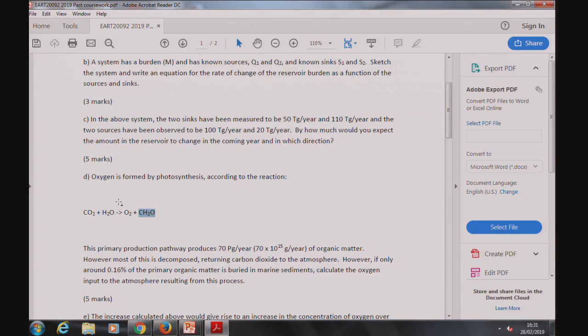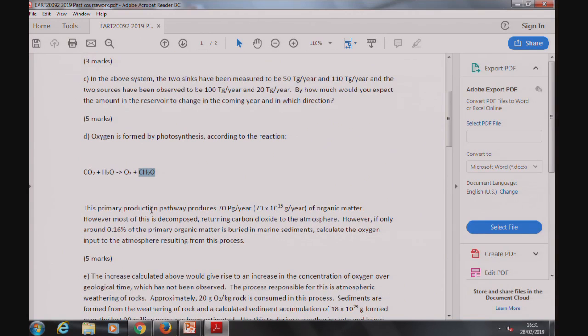So this primary production pathway produces 70 petagrams per year of organic matter. This is the organic matter. And most of this is decomposed and it returns carbon dioxide back to the atmosphere. So this is just one pathway. However, let's say 0.16% of the primary organic matter is buried in marine sediments. Calculate the oxygen input into the atmosphere resulting from this process.